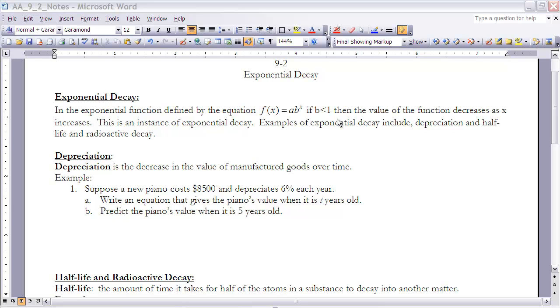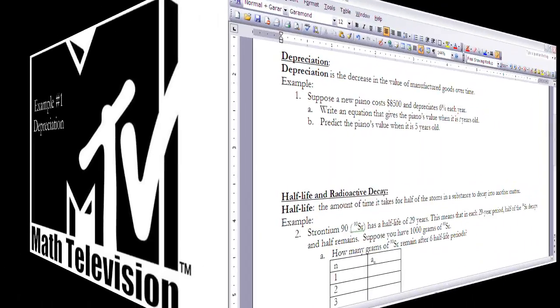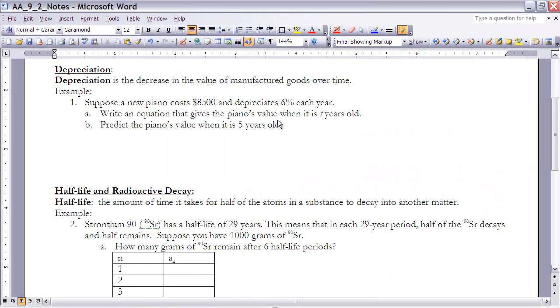Examples of exponential decay that we'll be looking at either through our problem set or through these notes include depreciation, half-life, and radioactive decay. All of those are examples of exponential decay. I'd like to now take you through an example of the different types of exponential decay that we might run into in this course.